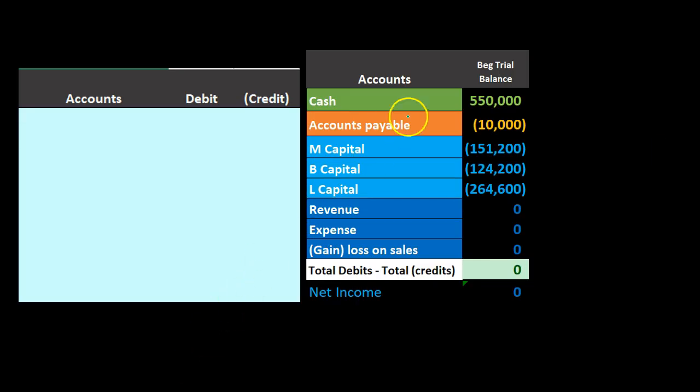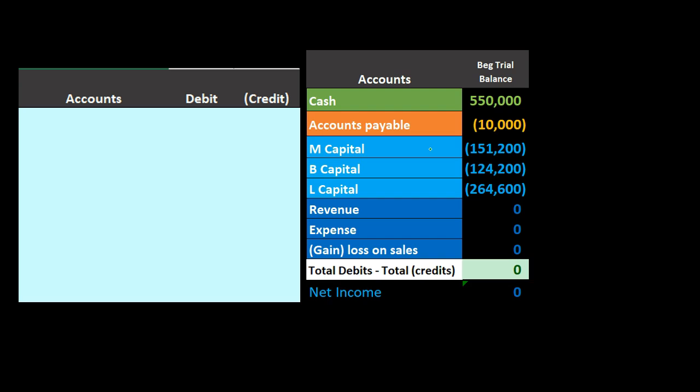So here's going to be our information. We've got the trial balance here, the assets in green, liabilities in orange, then the capital accounts. It's nice to be able to see the trial balance. It's just a very short trial balance here to give us an example of this process.